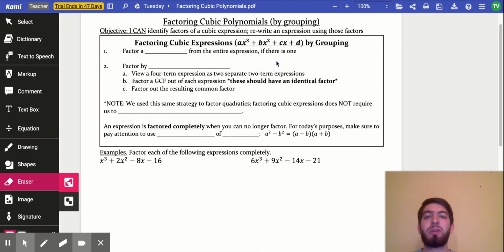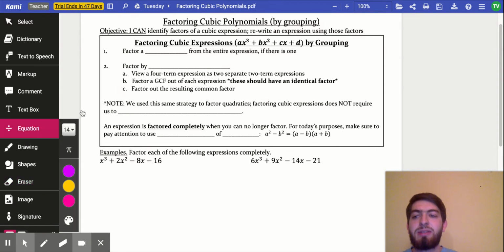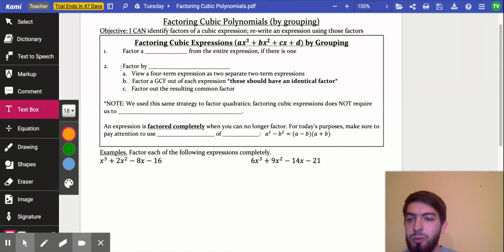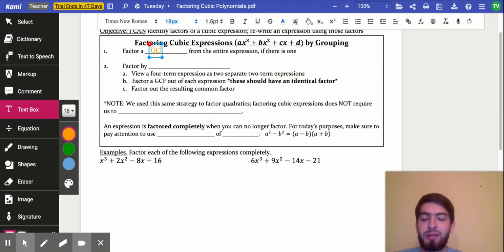So what we're going to do is start looking at how to factor higher term polynomials, right? More than just quadratics. Today we're going to start by looking at cubic polynomials. So that just means that the highest degree is 3, right? That's what cubic means. And let's kind of come up with a strategy for doing that.